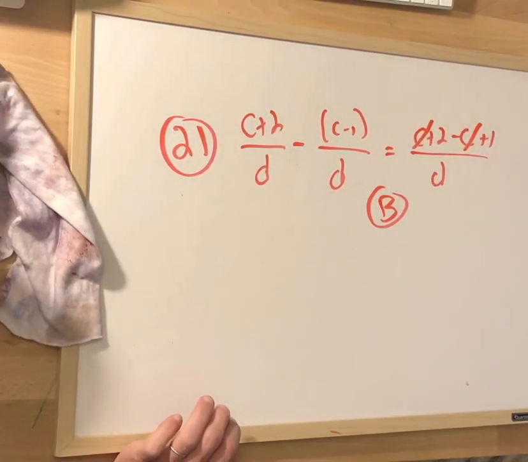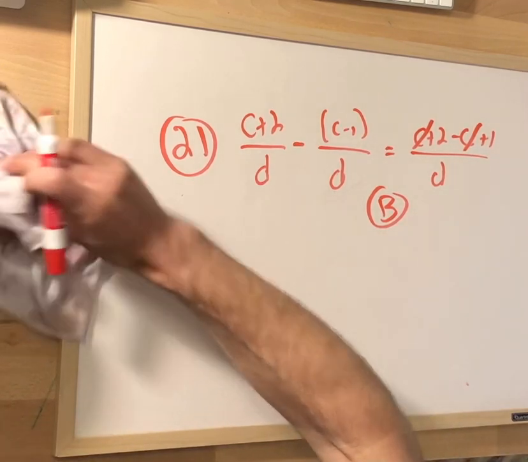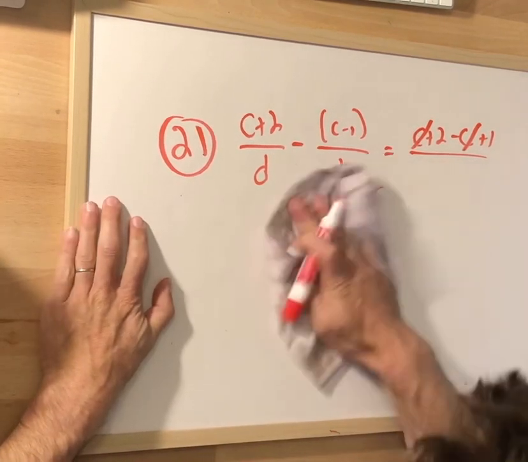All right, for 22, I'll go ahead and do 22. 22 might have had a little confusion, but it should be pretty simple.